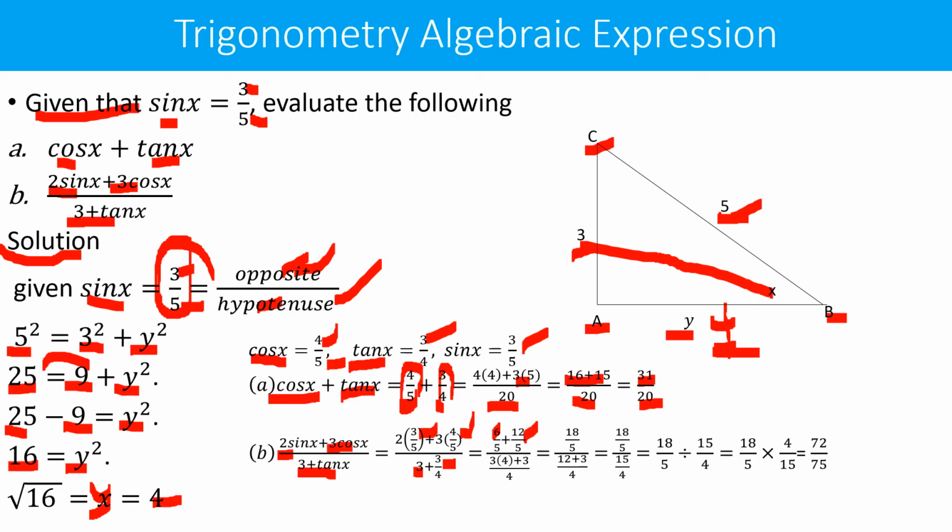Then when you solve this, the top gives 18/5 and the bottom, 3 times 4 plus 3 over 4, gives 15/4. Then you write it as a division: 18/5 divided by 15/4. Then you get 18/5 times 4/15. Then the final answer will be 72/75.